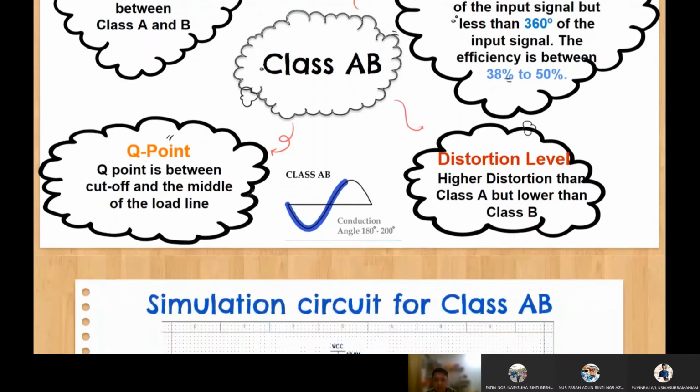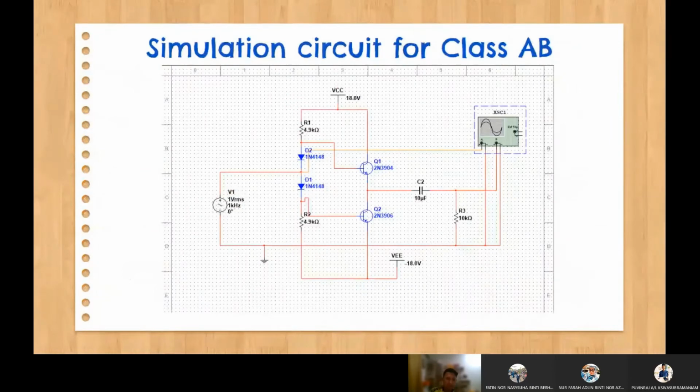So you can see that in this simulation circuit, this is basically an example of a class AB amplifier Multisim circuit.